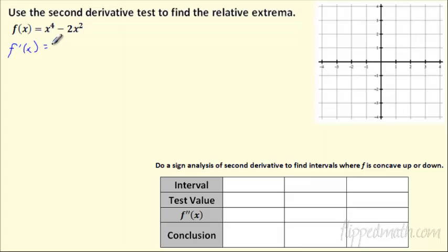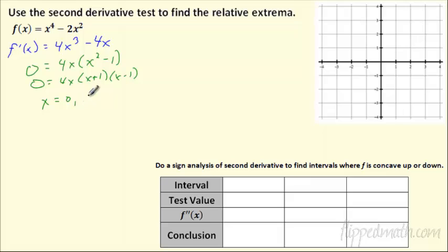So first thing I do is find the derivative. So let's find the derivative of this bad boy here. We're going to take this and set it equal to 0. I'm going to factor out a 4x, and what do we get? We get x squared minus 1. When is this going to happen? This factors again, doesn't it? This will be x plus 1, x minus 1. So my critical points are going to happen when x equals 0, negative 1, and 1.